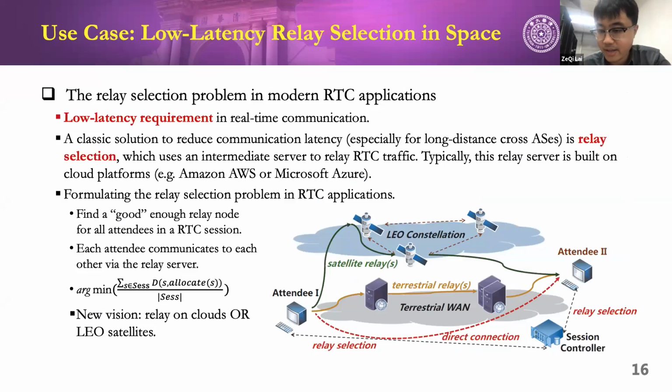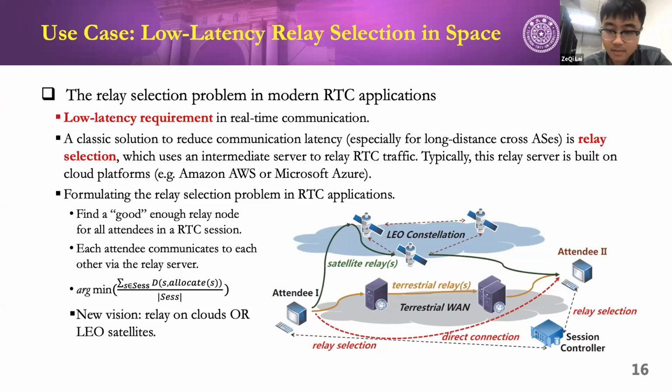Over the past several years, we have witnessed a number of internet-based real-time communication applications, let's say RTC applications. A classical solution to reduce the communication latency, especially for long-distance cross-AS communication, is relay selection. The underlying idea is to use an intermediate server to relay the RTC traffic, like this figure shows. So we do not allow two attendees to communicate directly and just use some relay.